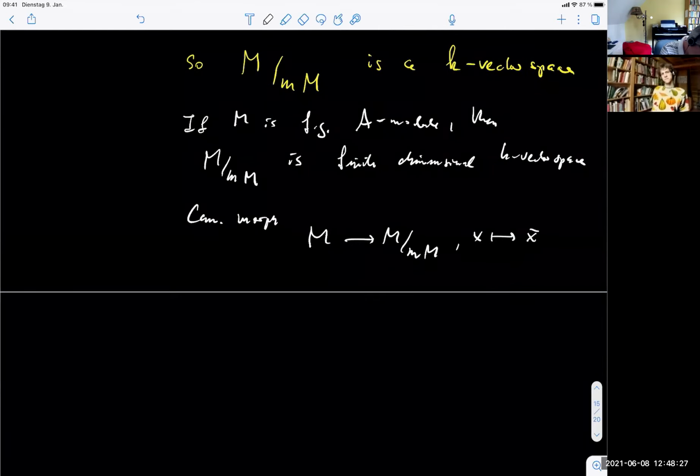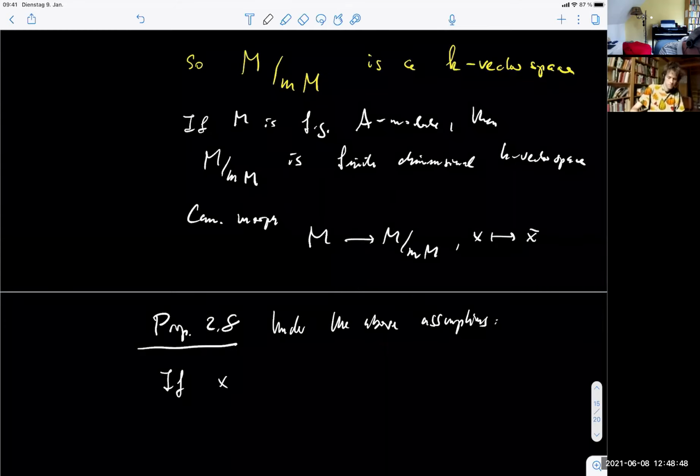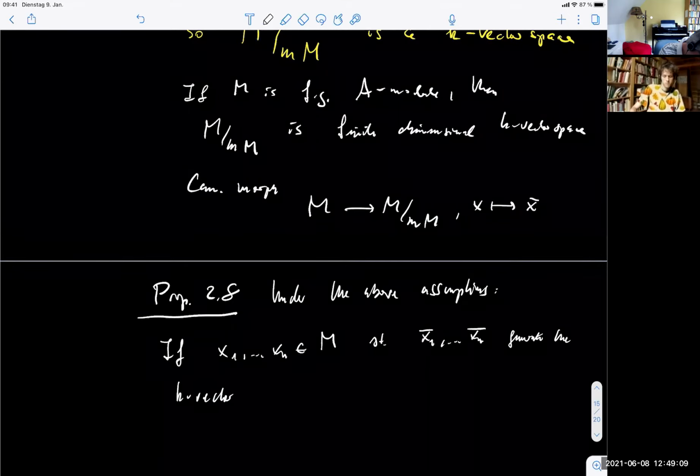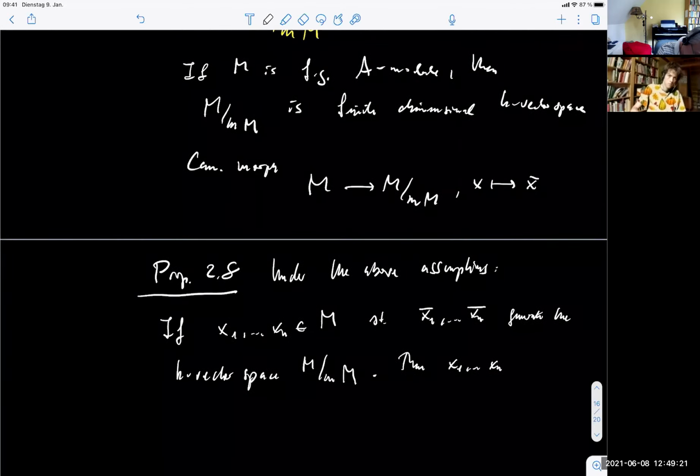Okay, so Proposition 2.8. Under the above assumptions, if I have elements x1 up to xn in my module such that the images in the factor module M mod mM generate the K vector space, then the statement is that x1 up to xn generate the A-module M.